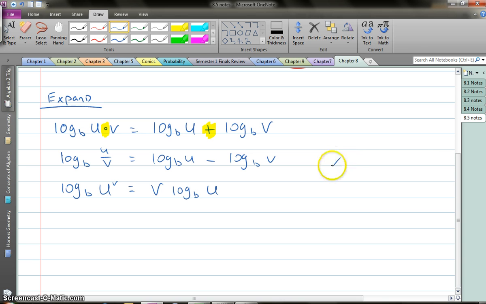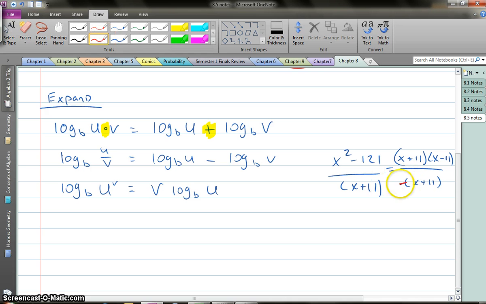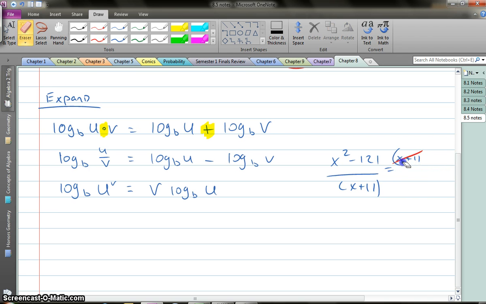Similar to if we had x squared minus 121 over x plus 11, you needed to know how to factor to go x plus 11, x minus 11 in order to simplify or reduce this. We're going to get there with log functions eventually, by doing this into solving and simplifying and all those wonderful things we do in Algebra 2. So let's do something.